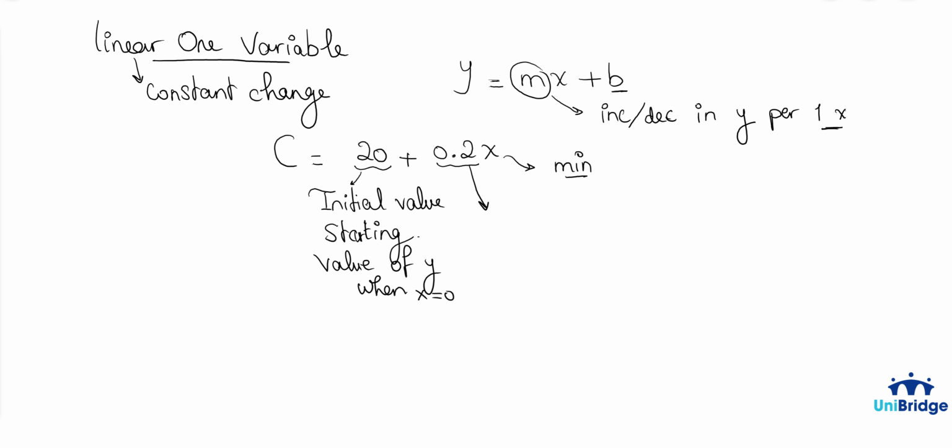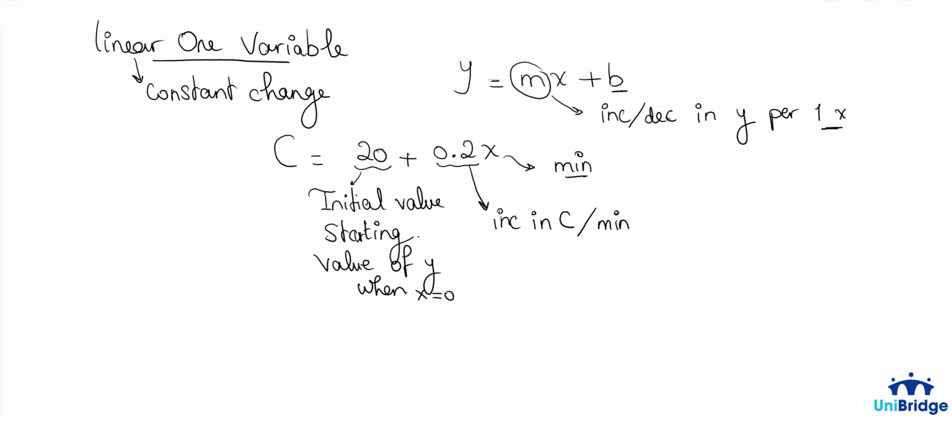So if your x is in minutes, it's the increase in cost per minute, since the cost is the y. So this is the increase in the cost that you're going to pay per 1 minute. It's the increase in the cost per 1 minute. Okay. So this is a linear equation.